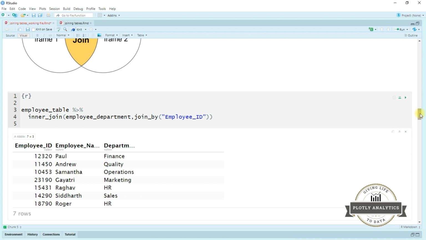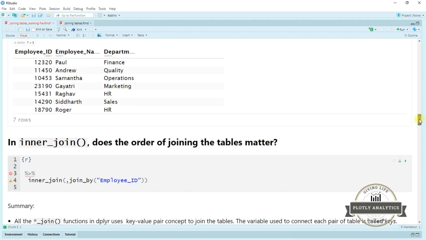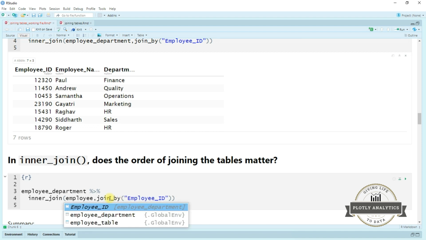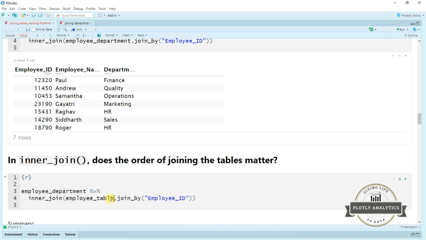Now let's delve into some details. If I change the ordering of the tables, is it going to matter? Now let's say instead of piping in the employee table first, I pipe in employee department first and then perform inner join on the employee table. So I'm switching the order now. Will it provide me a different output? Let's see. So employee department piping to the employee table.